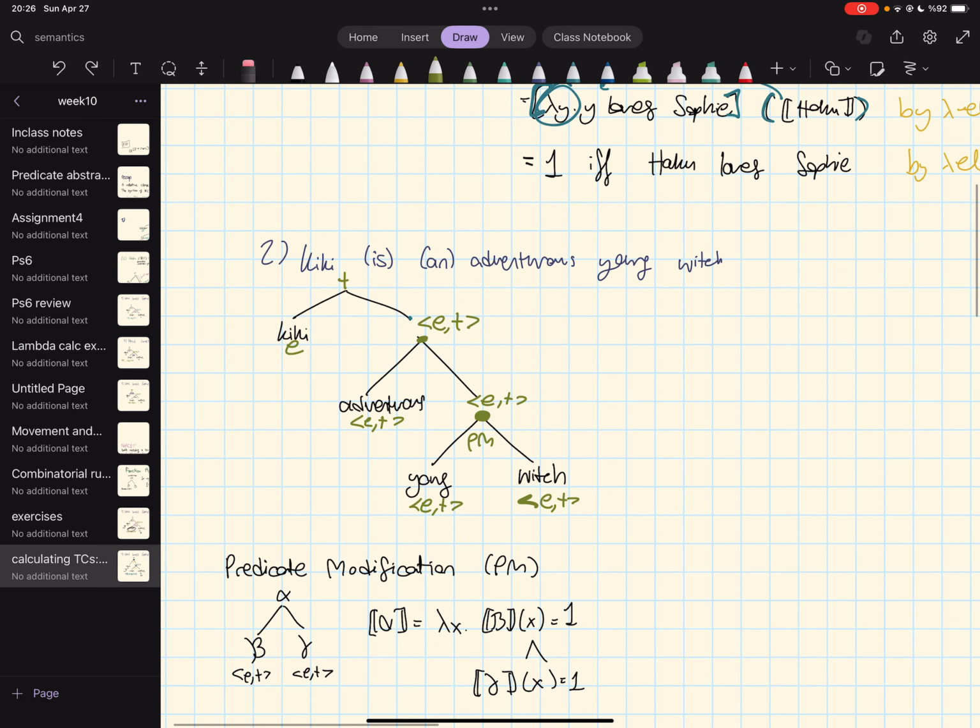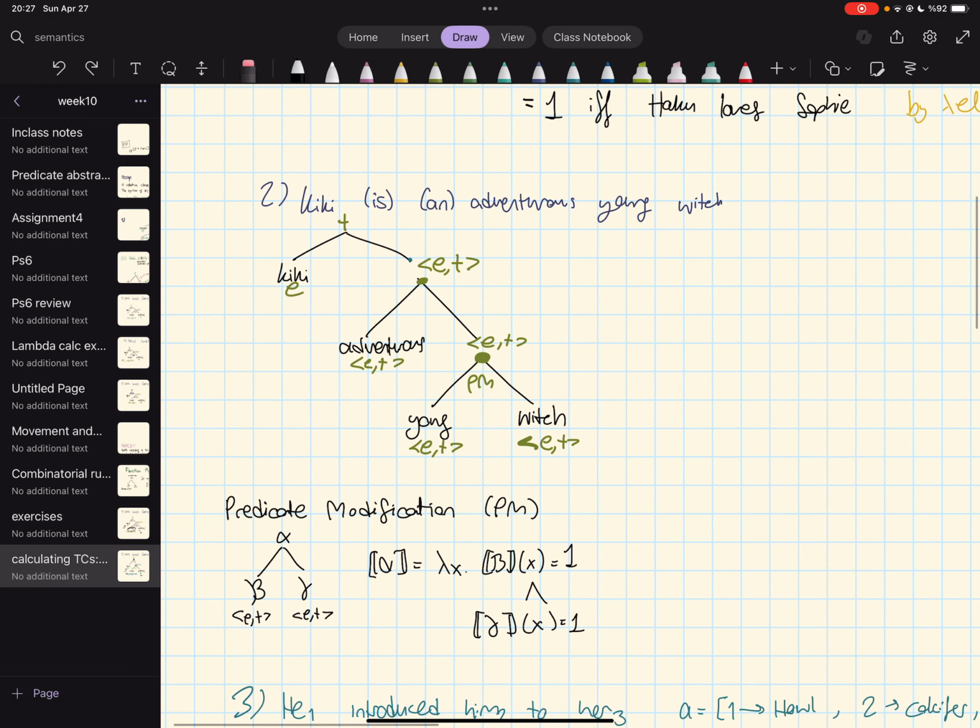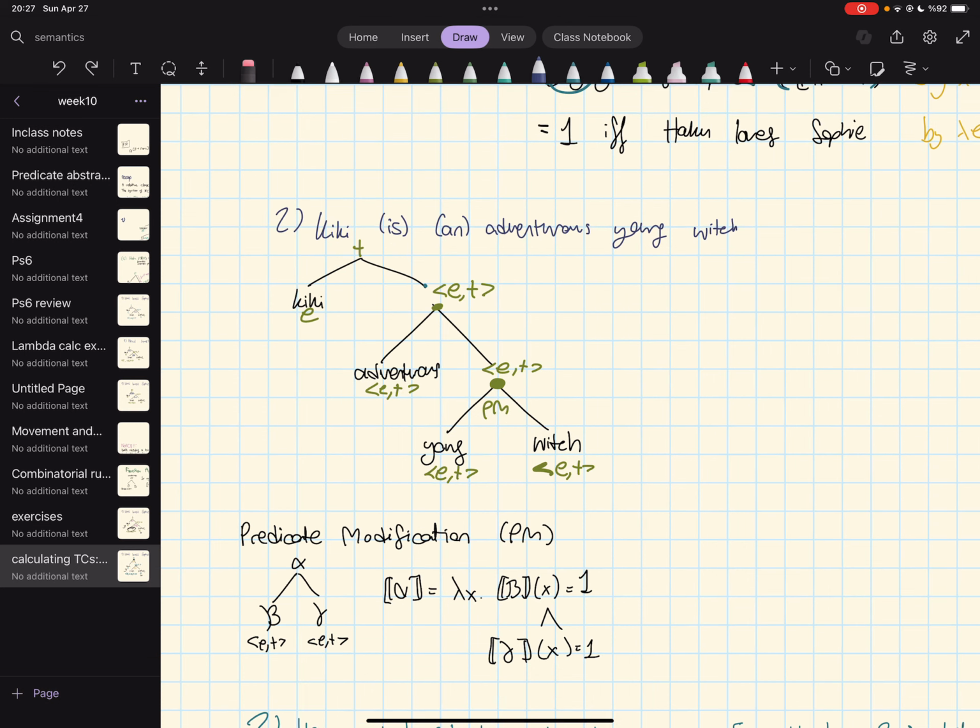Okay. Now, which combinatorial rules am I going to need to use? Let's take a look at that as well. So for the first calculation for this node, I'm going to need to use function application. It's just the basic thing. This is predicate modification for the reason I've explained. This is also predicate modification, which I have written already. With these at hand, let's start off by writing the whole sentence.